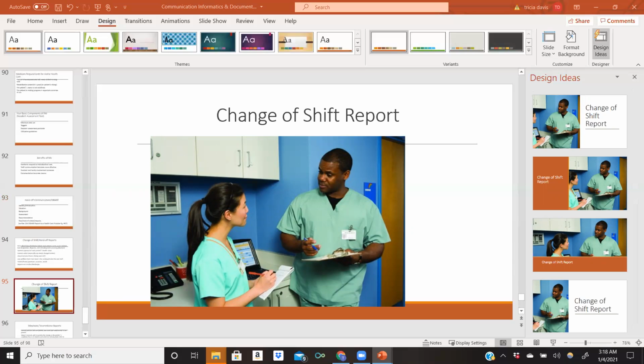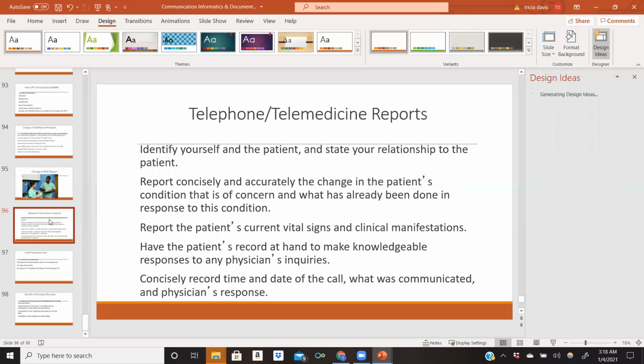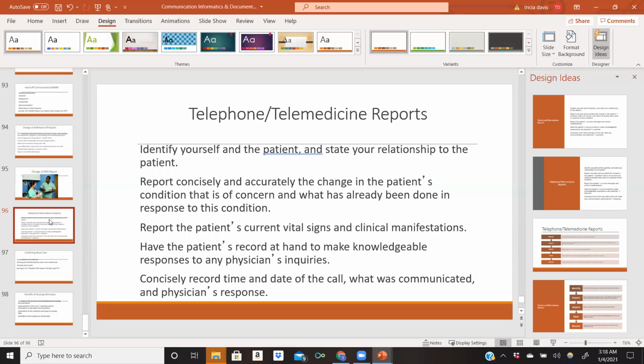So then we have telephone and telemedicine reports. So if you're giving a report on the phone and you're calling, you want to identify yourself, right? You identify the patient and your relationship to the patient, that you've been their nurse for the day. You want to report accurate information about the patient, any change in the patient's condition that could be of concern, what's already been done to respond to this condition. You want to report the patient's current vital signs and any clinical manifestations that they have.